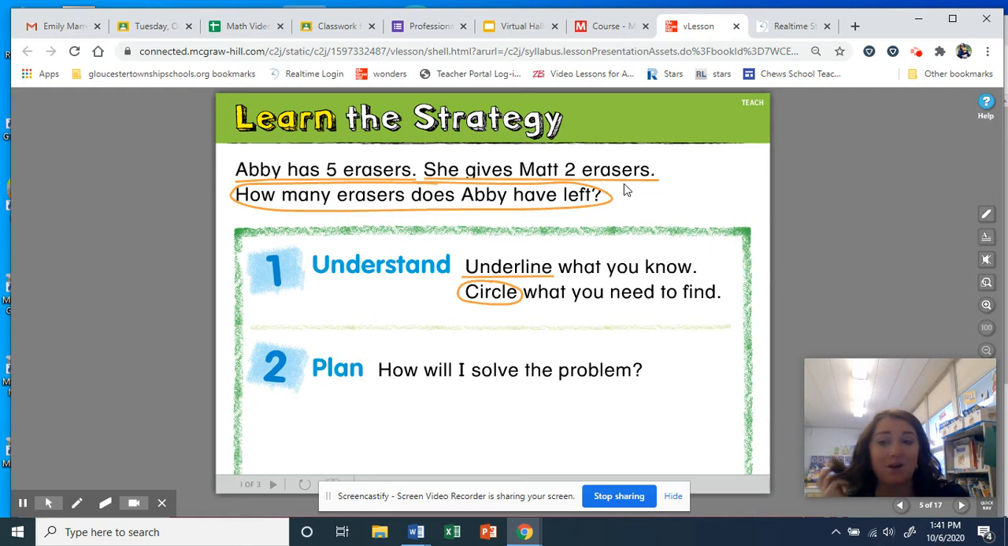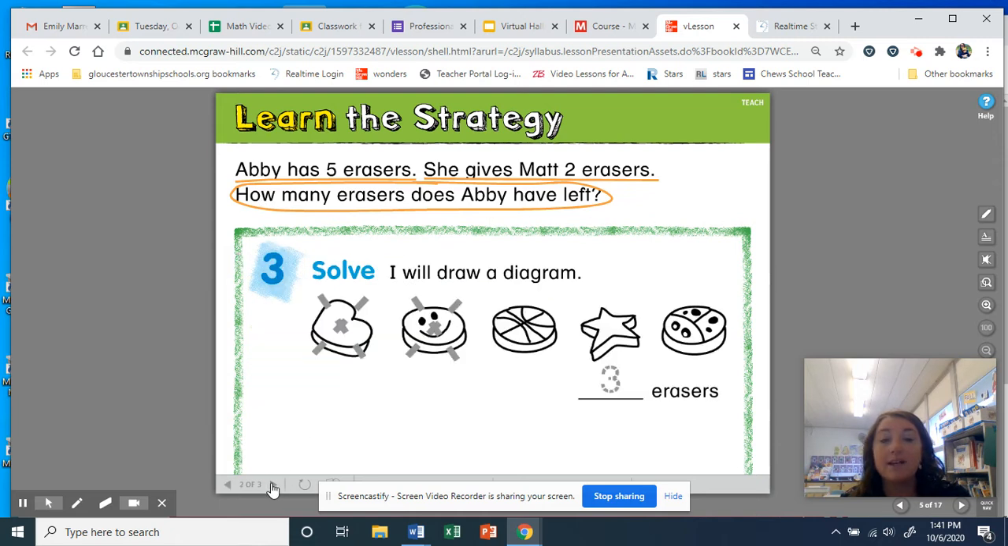And the trick to finding out what we need to find out is there's usually a question mark, because that's the question that you're trying to answer. How many erasers does Abby have left? All right, so to solve, they drew a picture. Now we know when we draw pictures in math, we just draw little circles. We're not going to draw elaborate pictures because this isn't art, this is math.